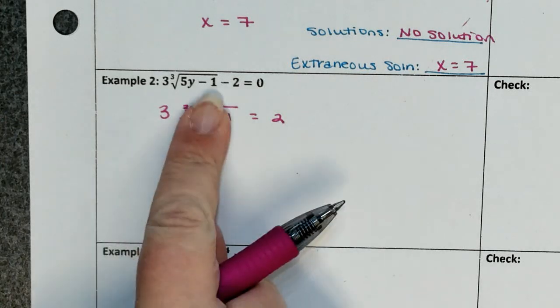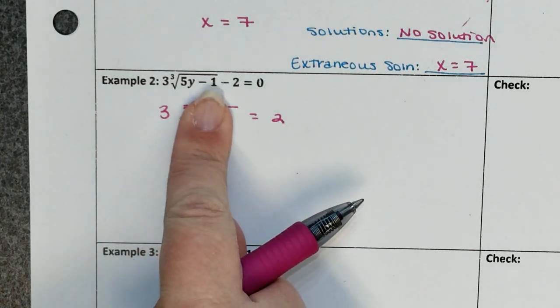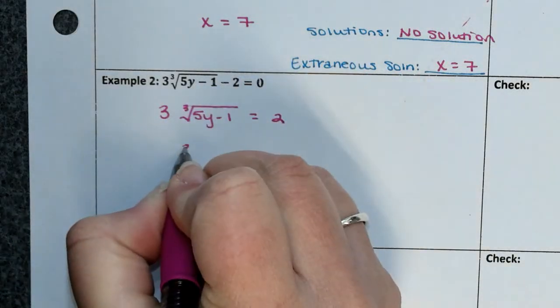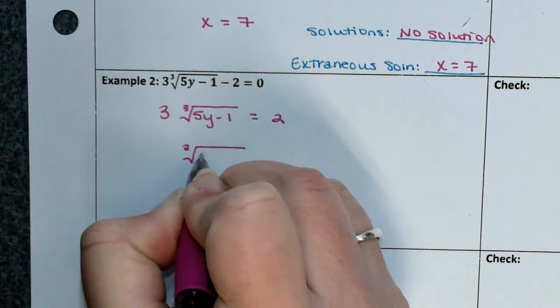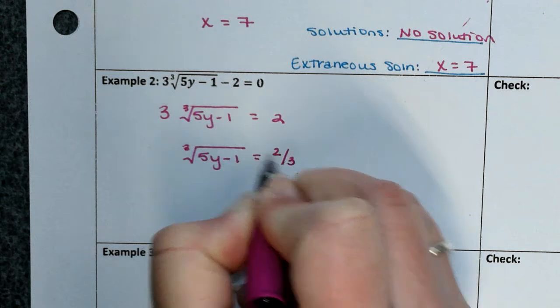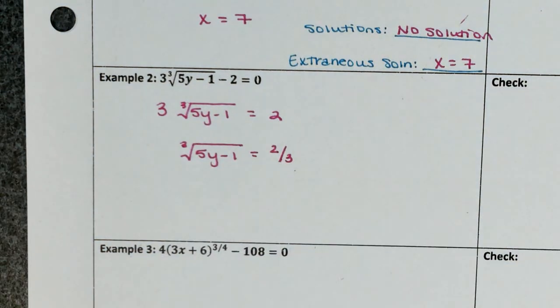Now I have 3 times something equals 2. What do I do to both sides? Divide by 3. I'm just going to write this as 2 divided by 3 over here. I write it as the fraction. I'm not going to try to write anything as decimals because we know that we don't deal with decimals in this class unless we're asked to type it in our calculator and estimate. Are we okay up to this point?